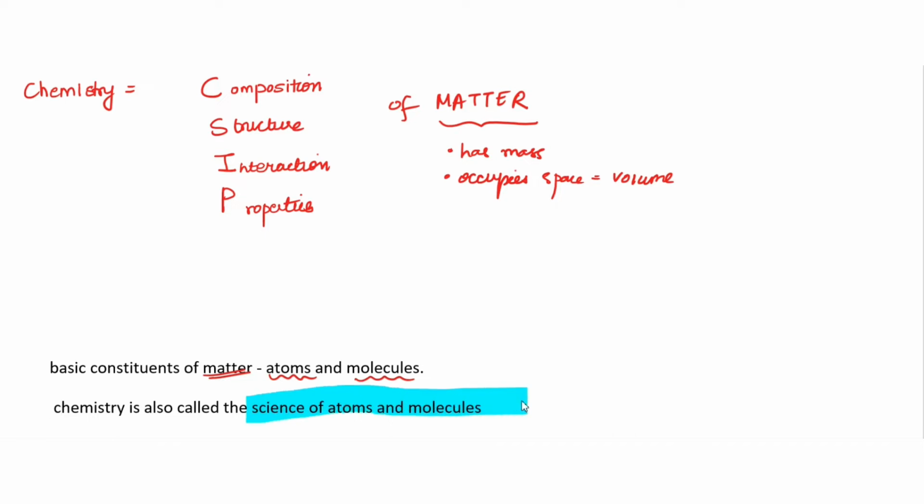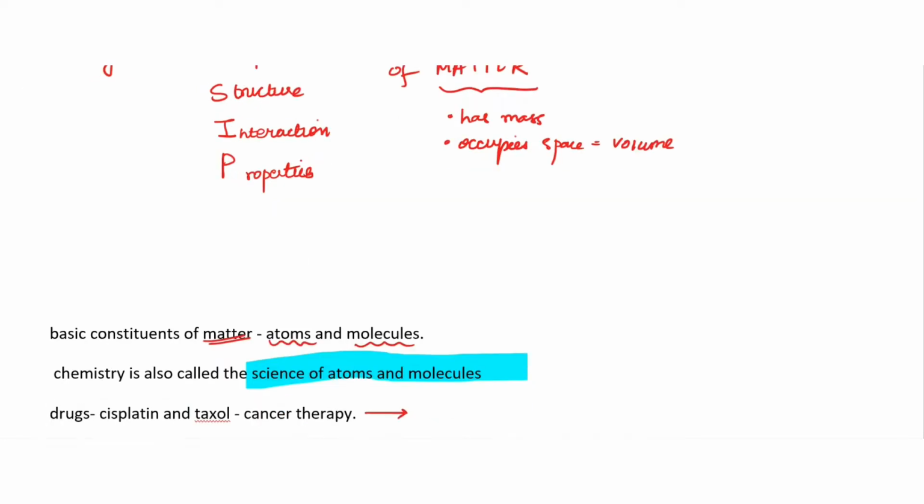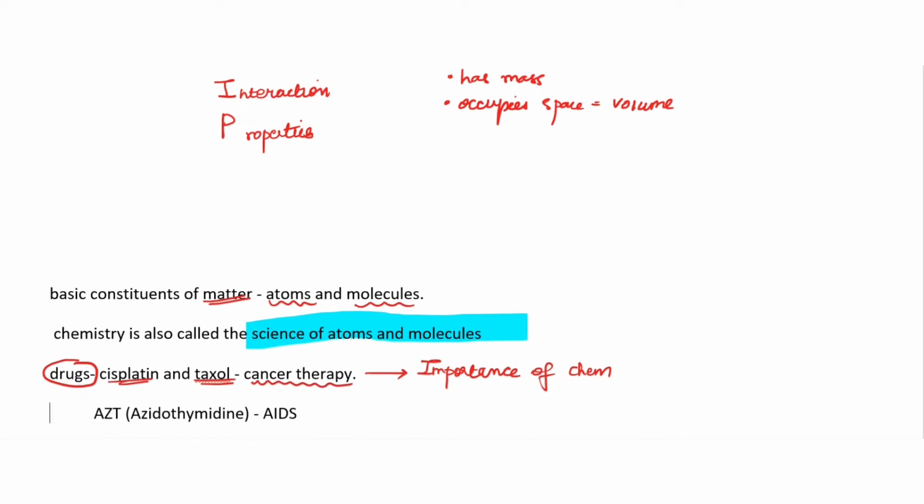So, chemistry has got n number of applications, especially in medicines, as it is used in the preparation of drugs. For example, cisplatin and Taxol are used in cancer treatment. And AZT, shortly we call it, azidothymidine. Azidothymidine, not azidothymine. Okay, learn and know the difference. And this drug is used for curing AIDS.